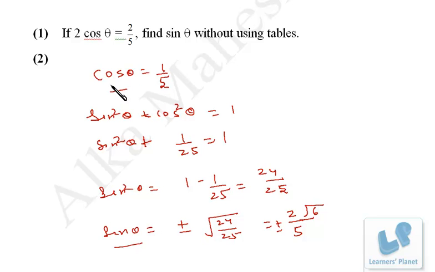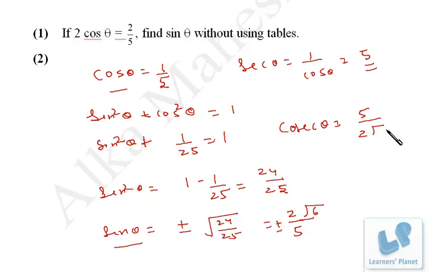What will be sec theta? That is 1 upon cos theta. So it's 1 by 5, so sec theta will be 5. What will be cosec theta? It will be the reciprocal of sin theta, so it's 5 by 2 root 6. As of now, we are just taking the positive value because in grade 10, you have to deal with the positive values of all the 6 trigonometric ratios. So this is sec theta, this is cosec theta.